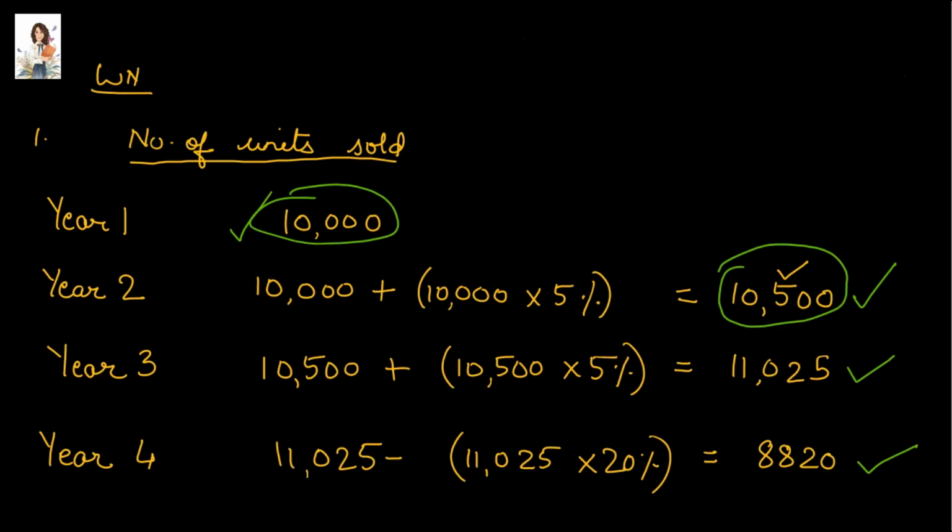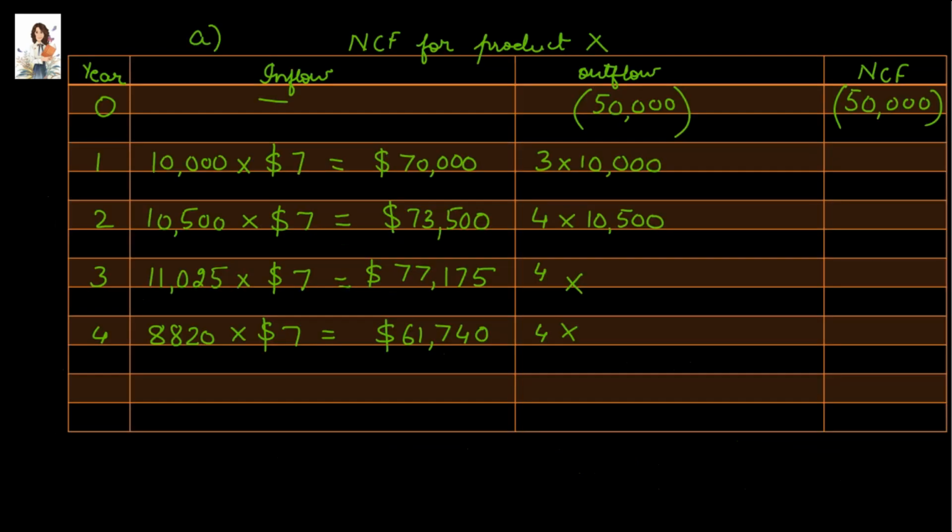And we know that the number of units expected to be sold in year 3 is 11,025 and 8,820 for year 4. Therefore, total variable cost for year 3 will be 4 into 11,025, and for year 4 it will be 4 into 8,820. Note that we have only recorded the variable cost in the outflow column, but what about the fixed cost? That needs to be recorded as well. So let's take a look at the fixed cost.